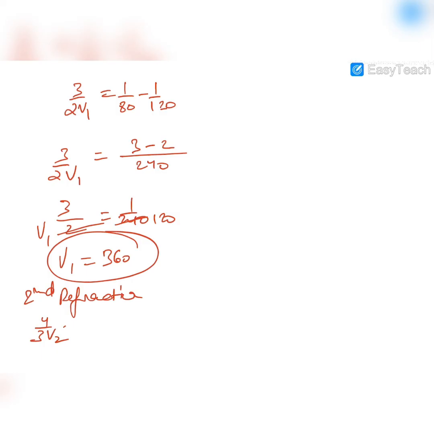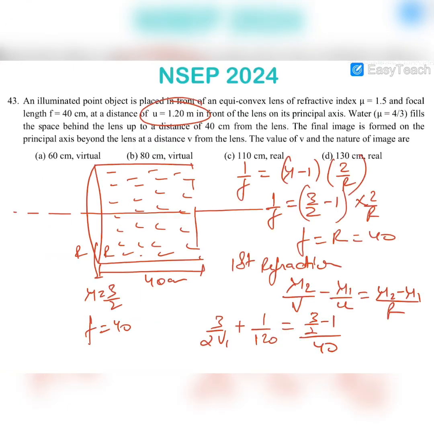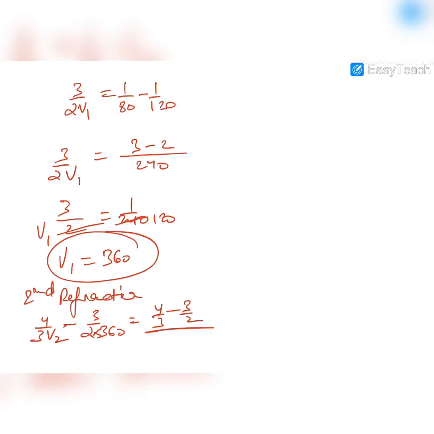So minus mu 1 is 3 by 2, u is 360, is equal to mu 2 minus mu 1, which is 4 by 3 minus 3 by 2, divided by r. Now as incident rays are moving in this direction, and we are measuring the r of this surface in this direction, r would be negative, so r would be minus 40.